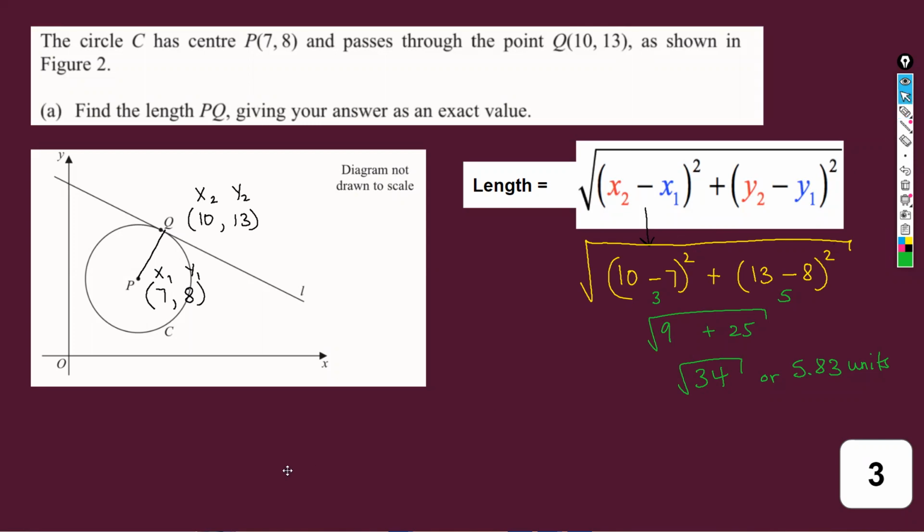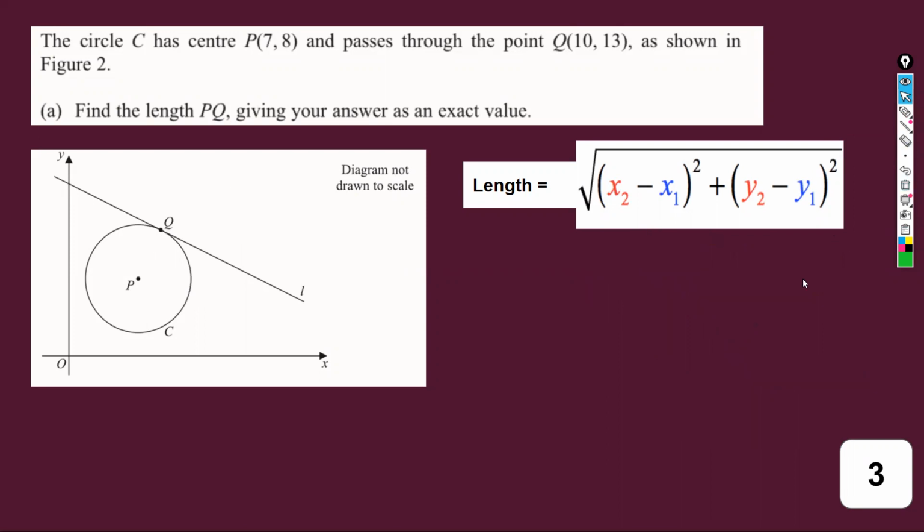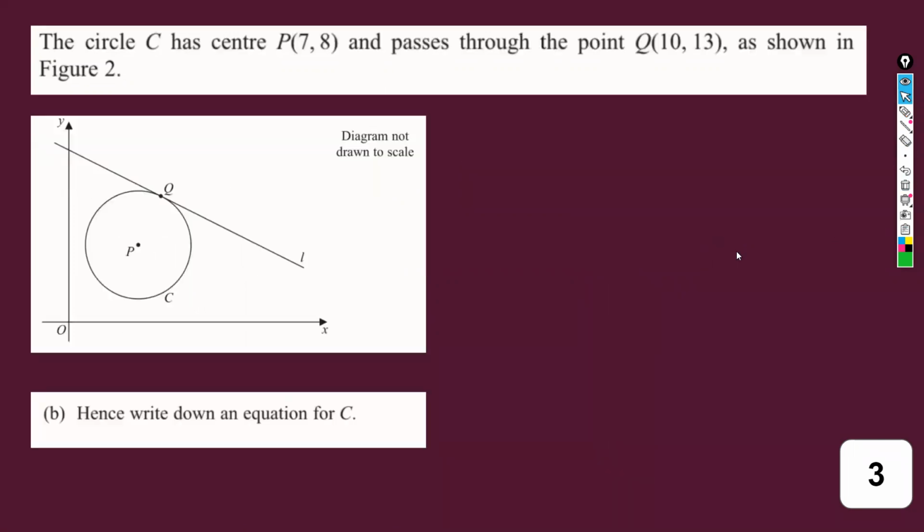All right, so let's move on to the next slide. And let's see what they're asking us now. Keep in mind the distance from P to Q is the square root of 34. So in part B of the question now, they want us to write down the equation of C, the circle. Now, here's the thing. They didn't tell us whether it's the general equation or the standard equation. So we're going to find both today, right?